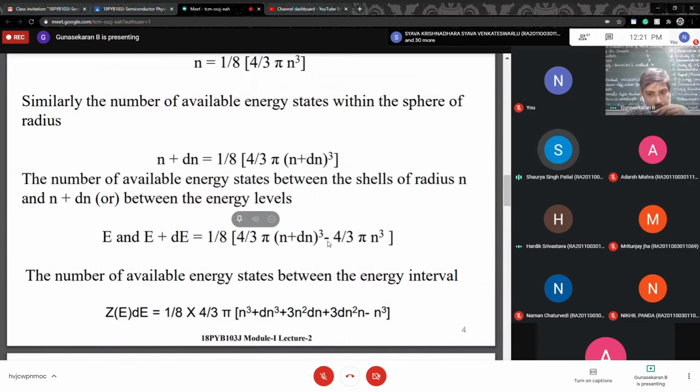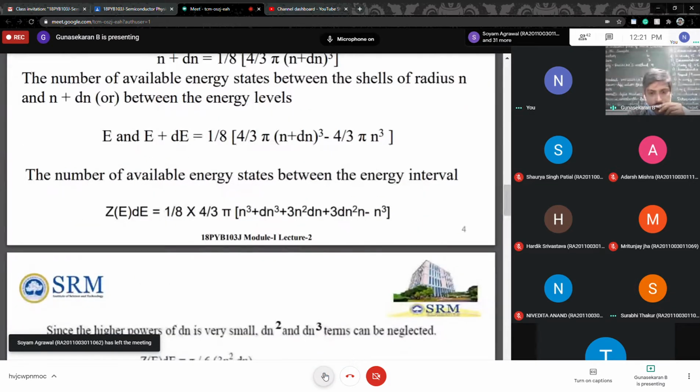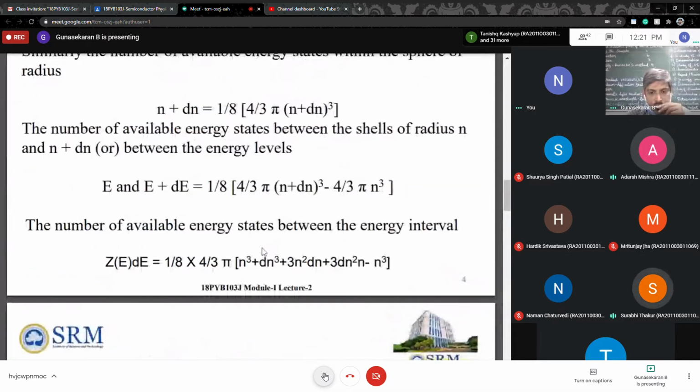(a plus b) cube is a cube plus b cube plus 3a square b plus 3ab square. So here we get n cube plus 3n square dn plus 3n dn square plus dn cube, minus n cube. Is it correct? Yes, sir. Now, do any terms get cancelled here? Please check. Yes, plus n cube and minus n cube get cancelled.